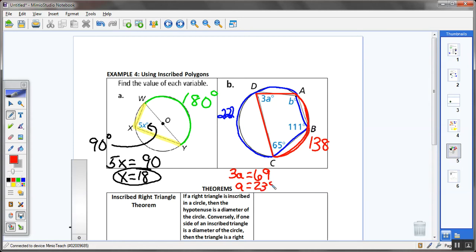Quick question, kids. Once I know that this angle up here is 69 degrees, how many degrees are in a quadrilateral? 360, right? So if this is 69 and this is 65 and this is 111, couldn't I just add them all up and subtract that from 360?